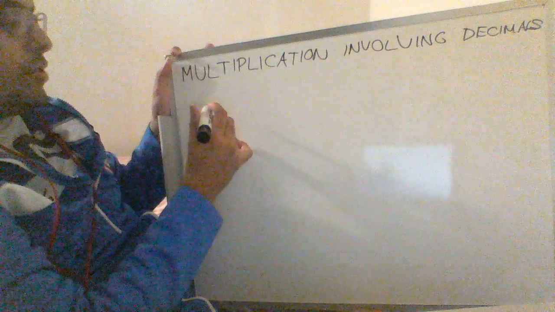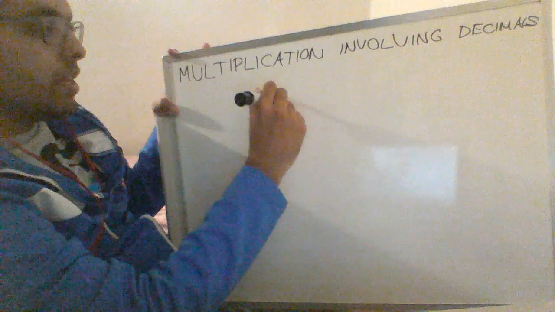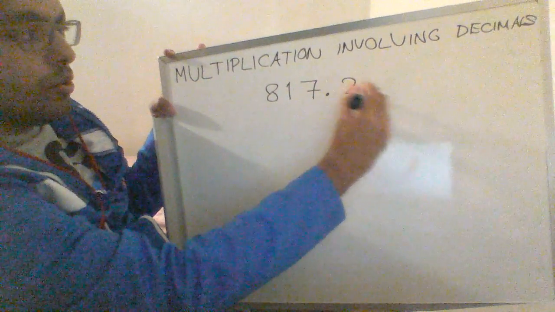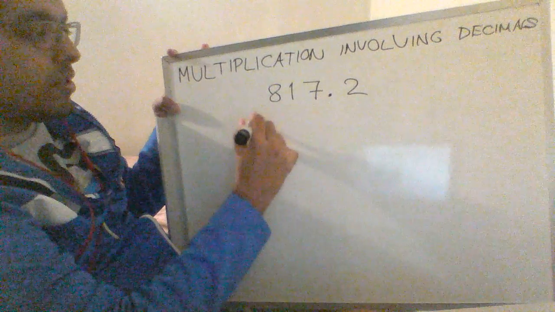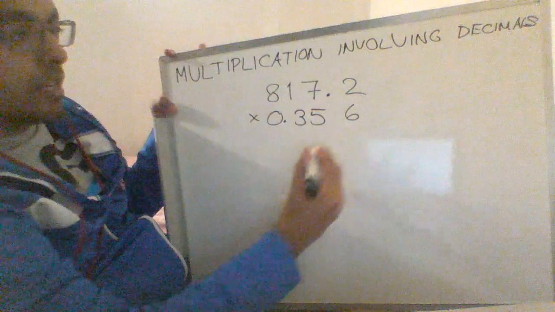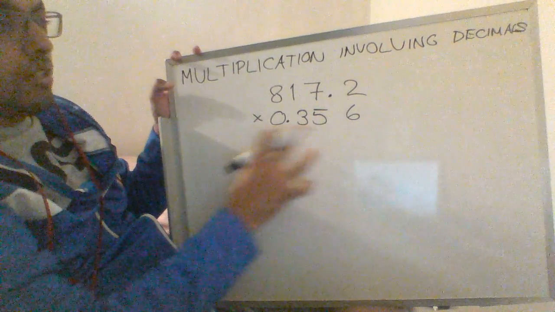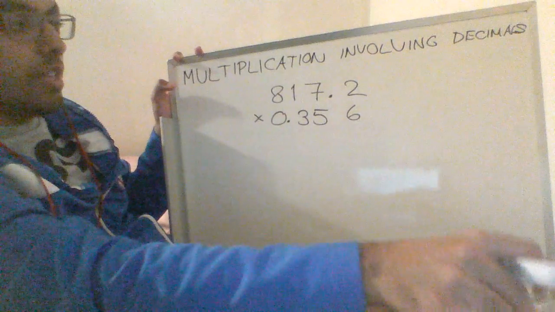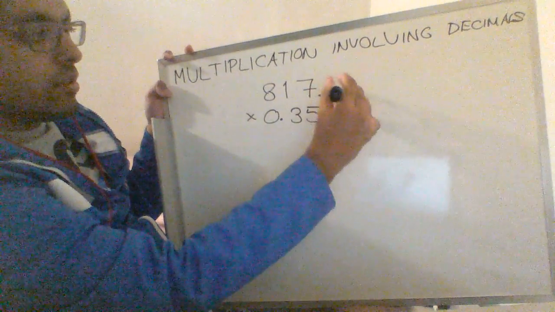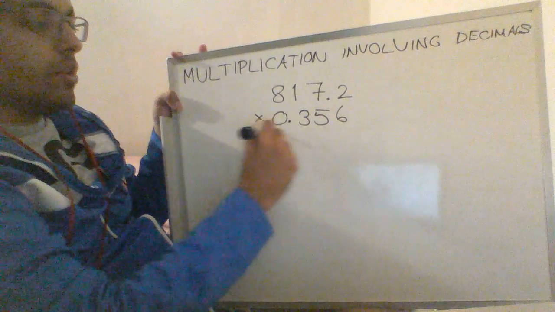So the next one we're going to do is 817.2 times 0.356. I've tried to line up the digits. Obviously I've put that 2 and that 6 a little bit too far with that decimal point, so put them here, 2 and 6. So we've got 817.2 times 0.356.